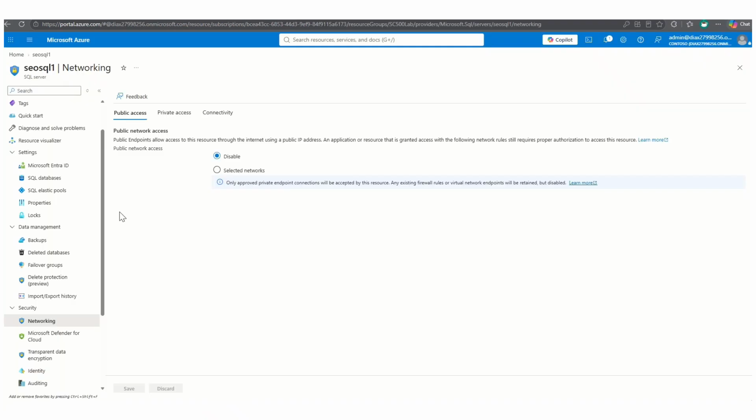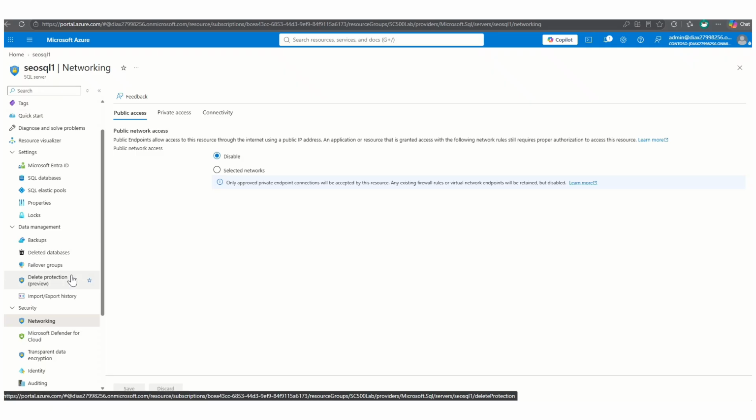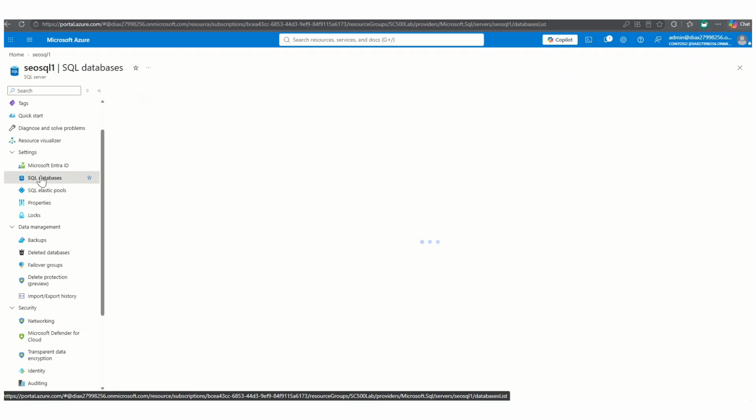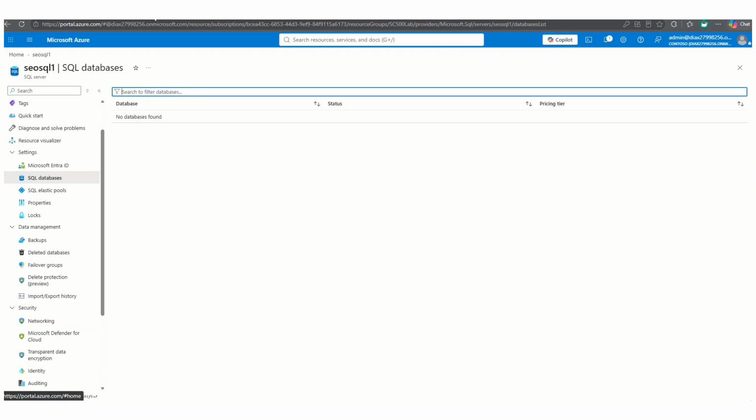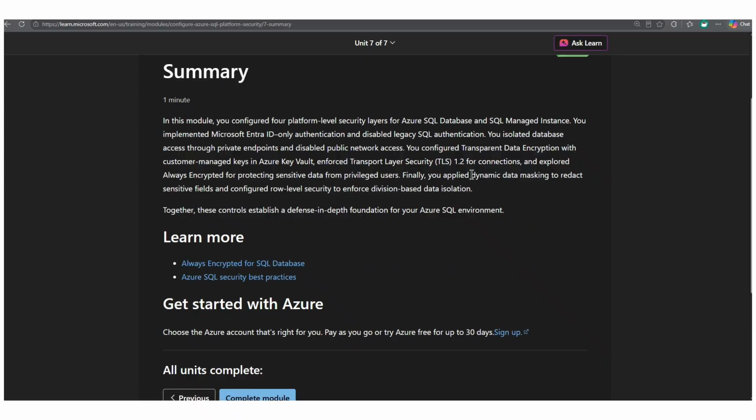As a matter of fact, this will give me an idea. So if we go to the SQL server, well, no, we'll come back to that. But anyway, you isolated database access through private endpoints and disabled public network access. You also configured transparent data encryption with customer managed keys and Azure Key Vault, and enforced transport layer security, TLS.